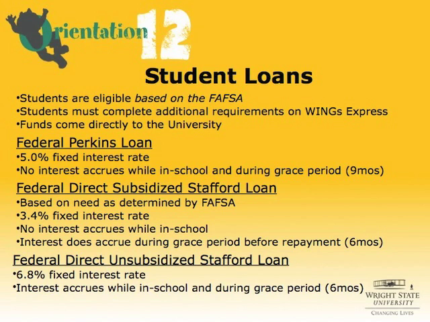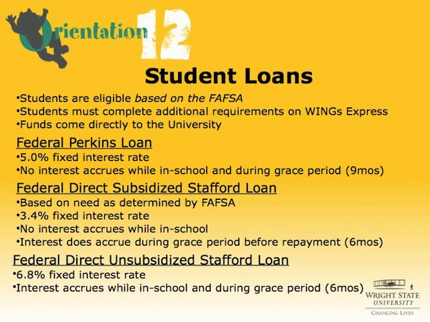The application process for federal student loans is simple. The student must complete the 2012-2013 Free Application for Federal Student Aid, or FAFSA, form. The student will then accept the loans online on Wings Express and complete a series of requirements in order to secure the loan or loans. The federal loan funds come directly to the university and pay toward the student's bill on a term-by-term basis.